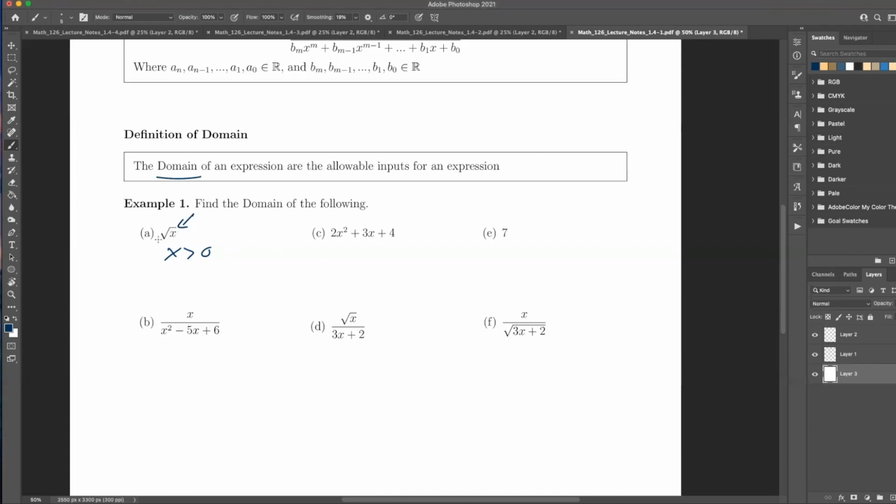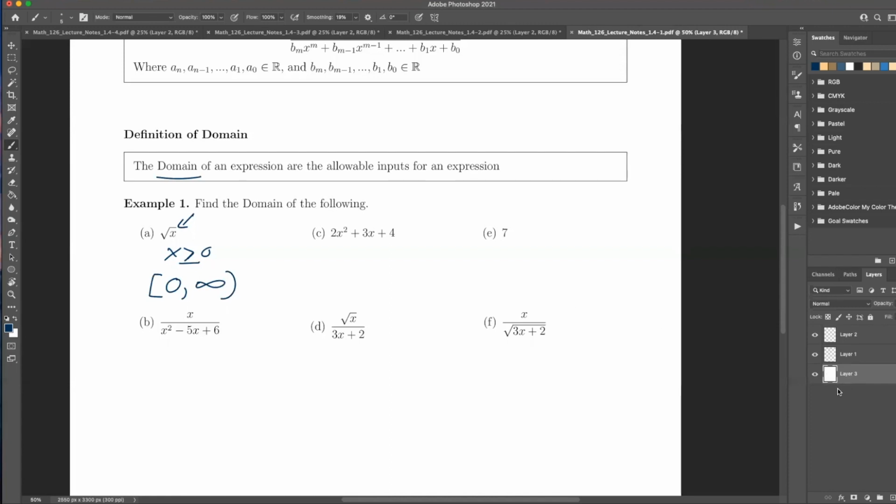We need x to be greater than 0. Oh, no, greater than or equal to. I can take the square root of 0. Square root of 0 is 0. But most of the time, for your homework, they're going to want it in interval notation, so it'll be a bracket 0 to infinity.